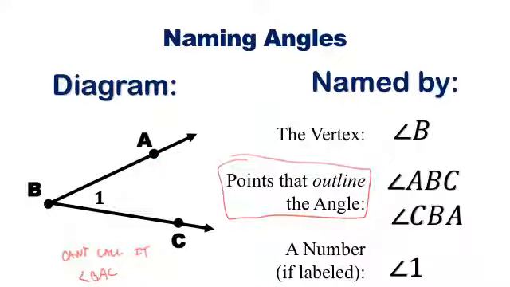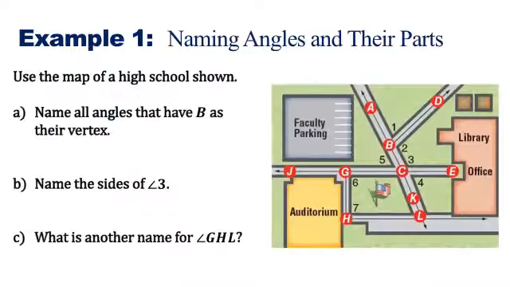Now lastly, you could also name it by a number. Not all diagrams will have numbers involved, but if it does, this is probably one of the easier ways to name an angle. Special note though, this is not the angle's measure. Okay, so if you see angles like 1, 2, 3, so on and so forth, that's just providing a way to label them. Typically with an angle measure, you'll see a degree notation, and we'll talk about that in the upcoming slides. So first things first, let's take a look at a couple examples.